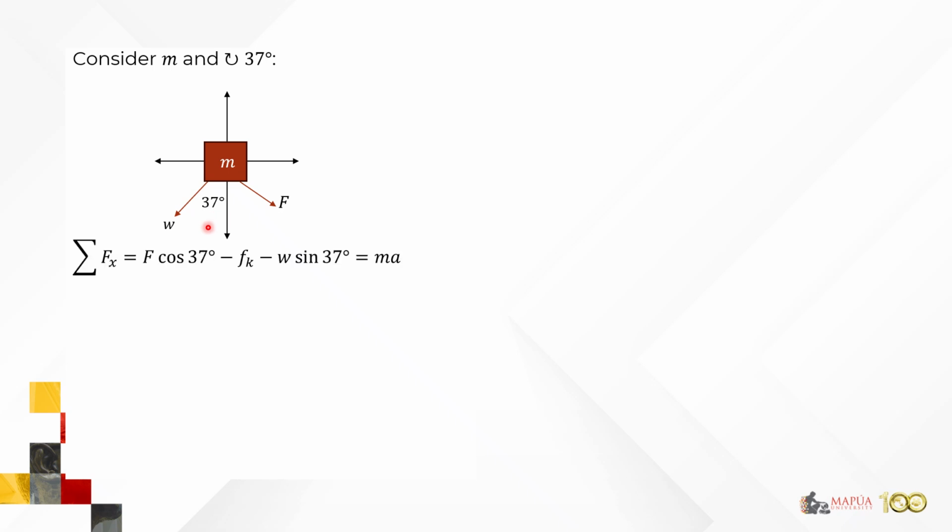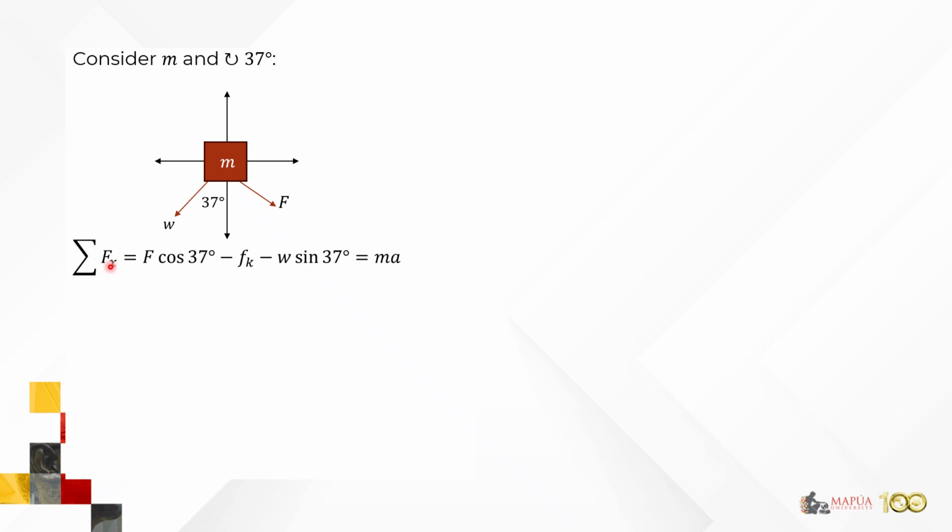So next, again, we're going to use the technique that we had earlier. We can again rotate our free body diagram. In this case, we're going to rotate 37 degrees clockwise. So for M, here's our free body diagram, with weight that has an angle of 37 degrees. And then we can now write down our forces in the x component.